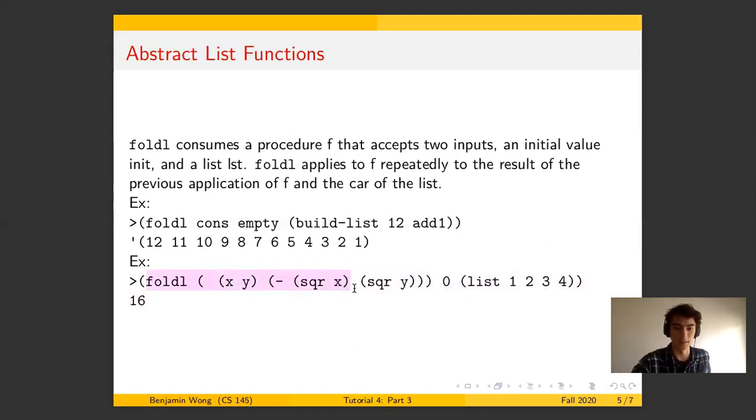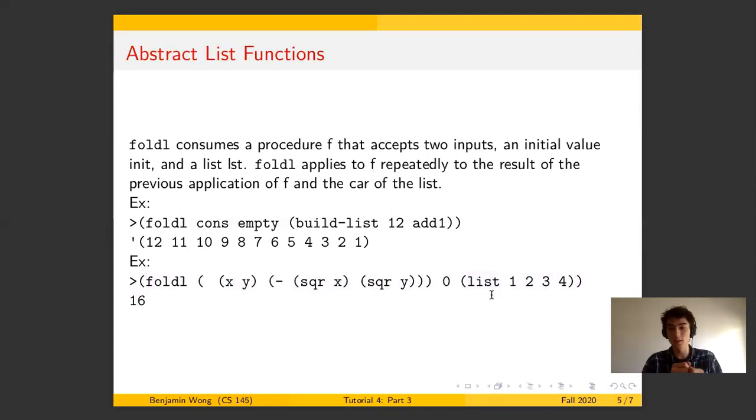My second example is a bit more numeric in nature. My function is missing a lambda. There should be a lambda here. I'll add one in the slides. It should be a lambda of x y, and then you take the difference of the square of x and the square of y. My initial value is 0, and my beginning list is 1, 2, 3, and 4.